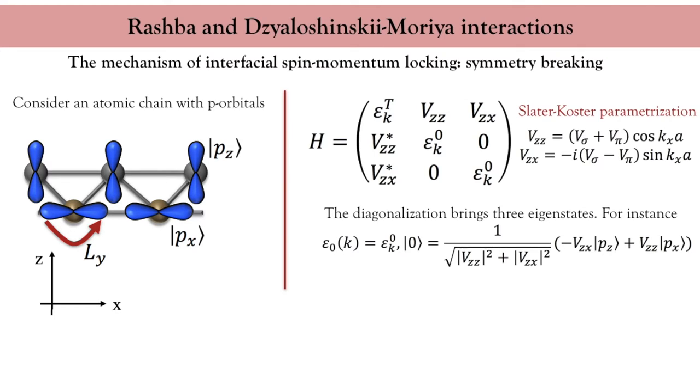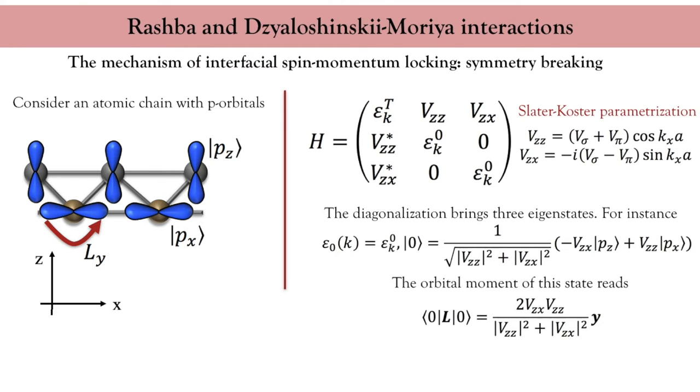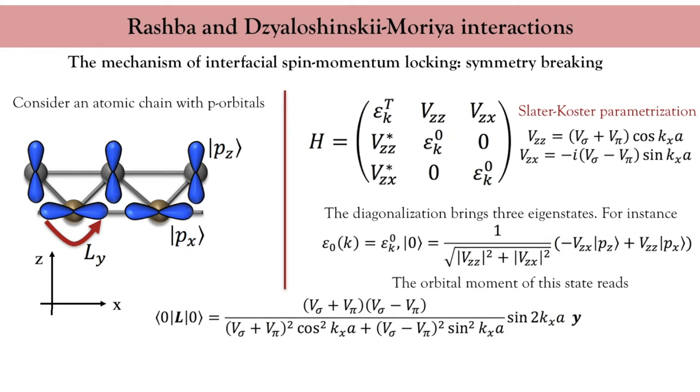Now remember, what I want to show is the emergence of this orbital moment. So let us look at the orbital moment of this state. I can take the expectation value of the orbital moment vector L on this state 0, and I obtain this expression. Putting everything together, this is what I get. You see that now the orbital moment of the state is aligned along the y direction, so perpendicular to the plane of the orbitals. And it comes directly from the mixture between the px and pz orbitals of the bottom chain, mediated by the pz orbitals of the top chain.